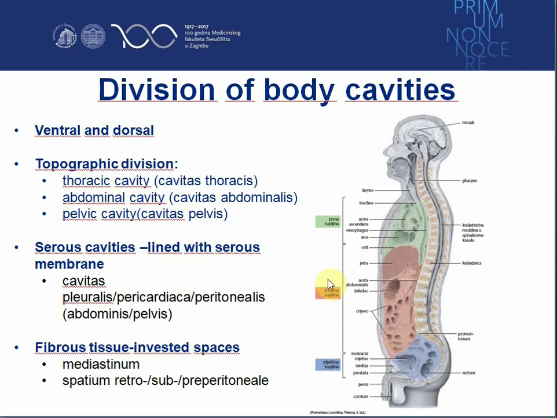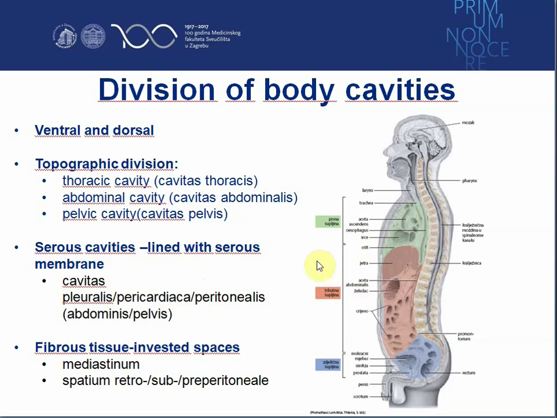All three of these ventral cavities are at least in part surrounded by the serous membrane, and thus they are called the serous cavities or serous spaces. And these spaces are the pleural, the pericardial around the heart, and the peritoneal space.